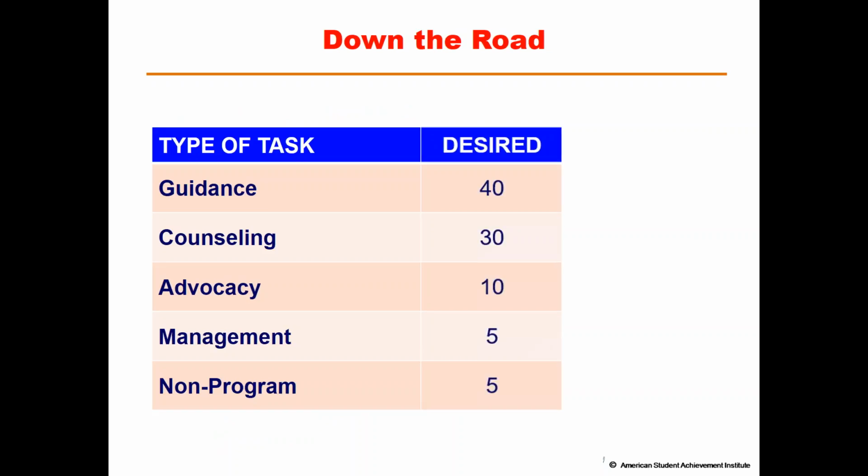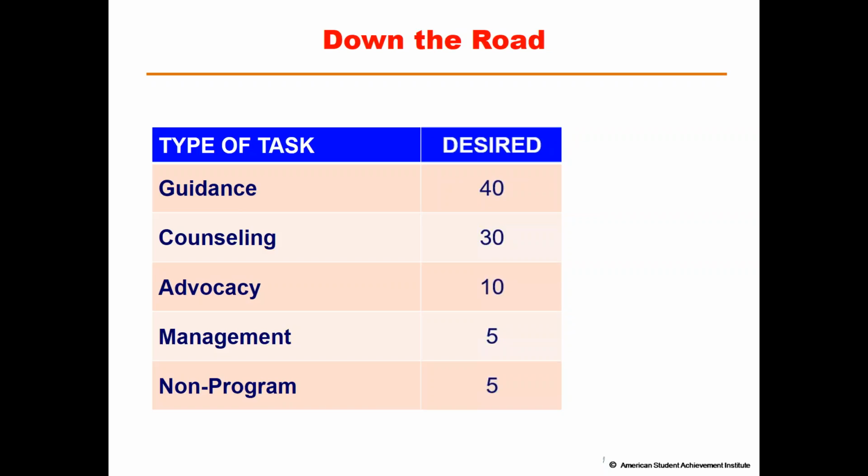And your council may come up with something like this. They'd say in an ideal school counseling program, counselors would be spending about 40% of their time on guidance, 30% on counseling, 10% on advocacy, 5% on management, and 5% on non-program. And again, just like teachers spend part of their school day doing non-program activities, we think it's realistic for counselors to be expected to do some non-program activities. Okay, so that may be the desired time percentages, and we'll work with the council to come to consensus on what they feel the desired time use is.